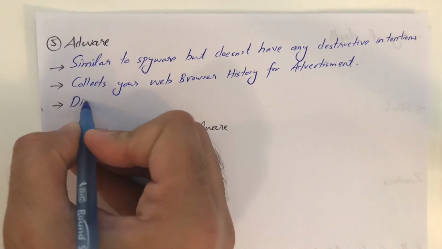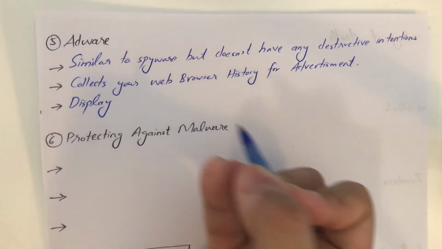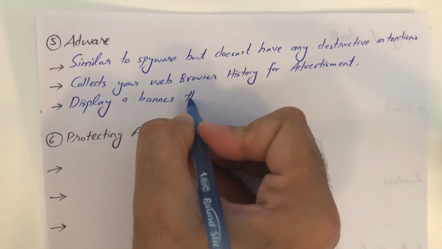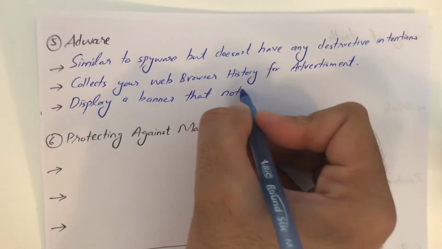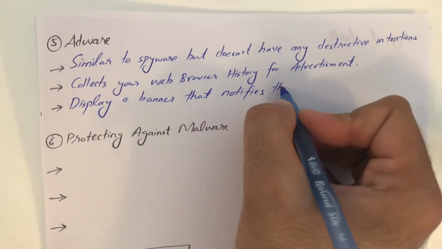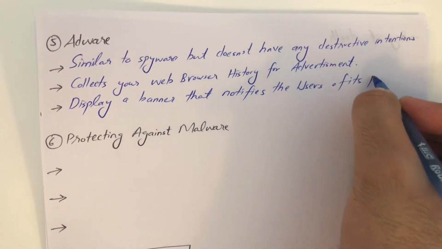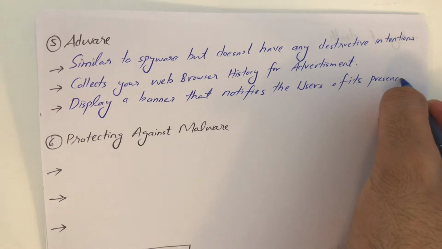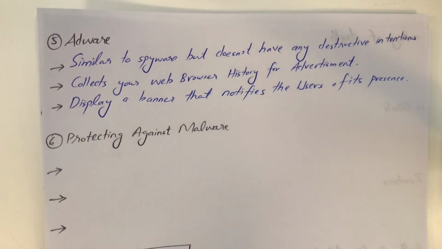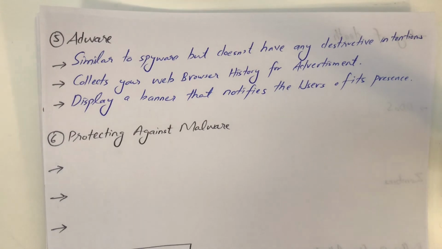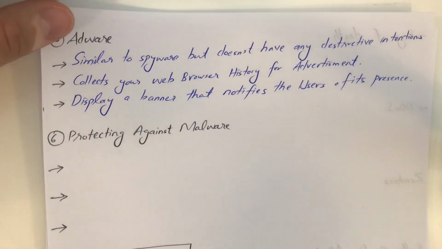Adware is basically something like a pop-up message, or it displays a banner that notifies the users of its presence. You might have seen a pop-up message at the bottom, for example, free college admission, something like that. Sometimes with these adware, once you open any one link, it opens multiple applications on its own. So that's basically how adware looks.